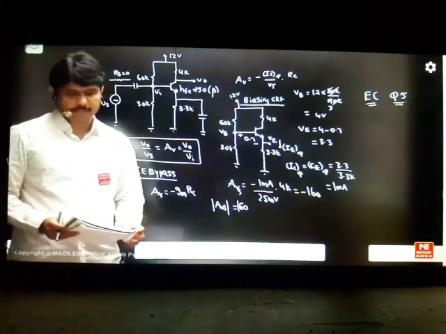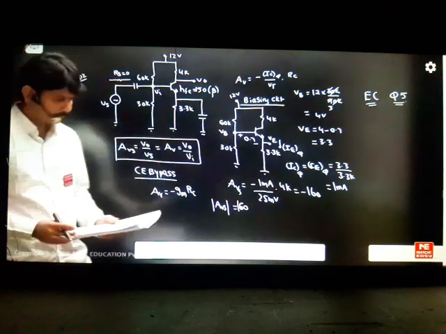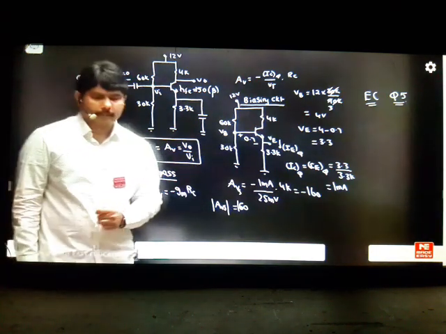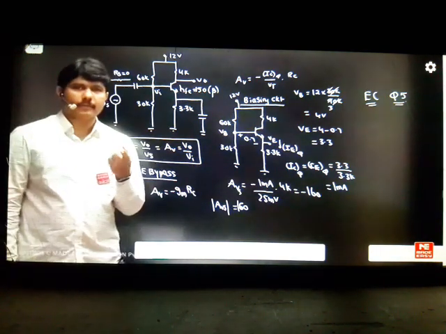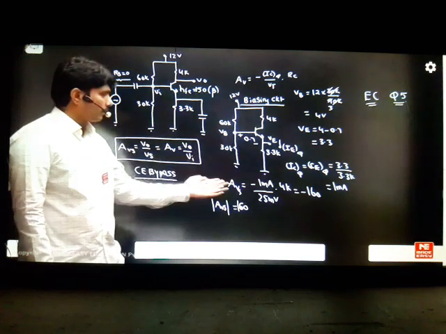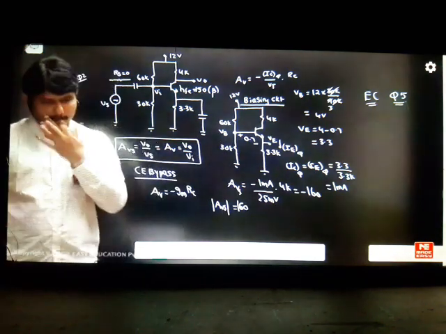So let us move to the next question. I hope you understood it. Concept is clear. Bypass formula applied. In that Gm, I want to know. Gm is nothing but ICQ by Vt. ICQ will come from your voltage divider biasing circuit, which we did in our previous classes.